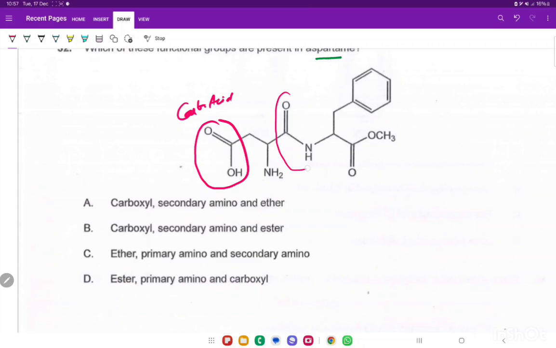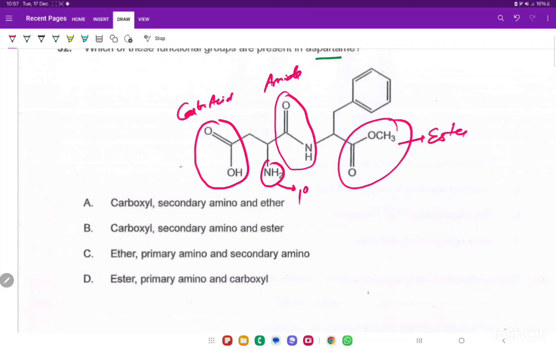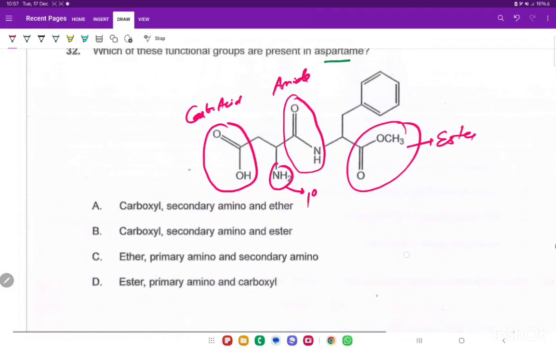And this is an amide. CONH is my amide. NH2 is a 1 degree amine. And this is an ester. The rest are phenyl groups. What options are given?